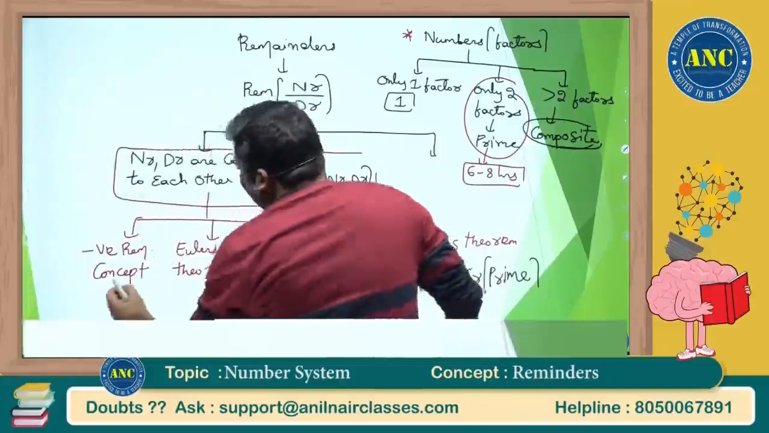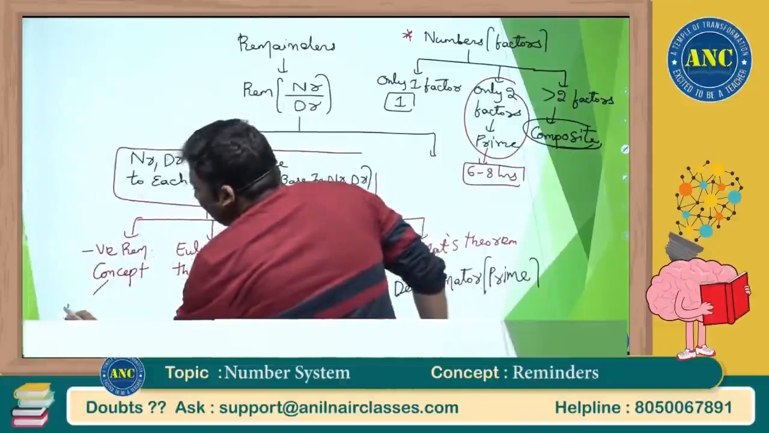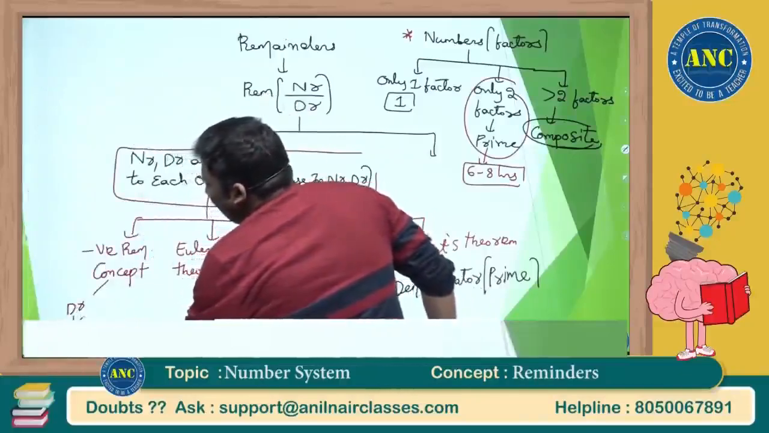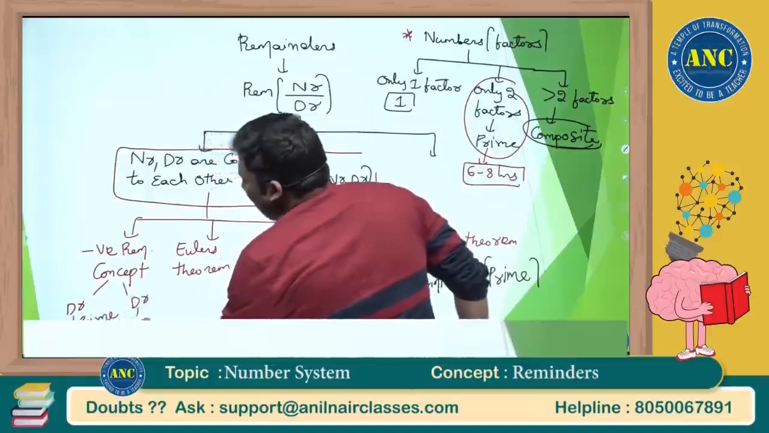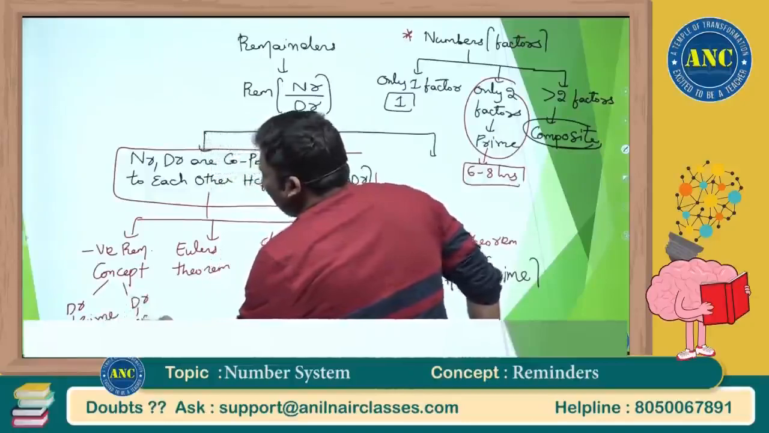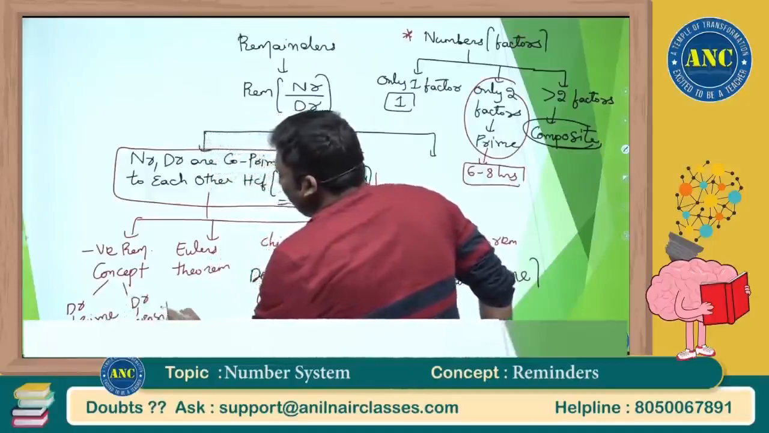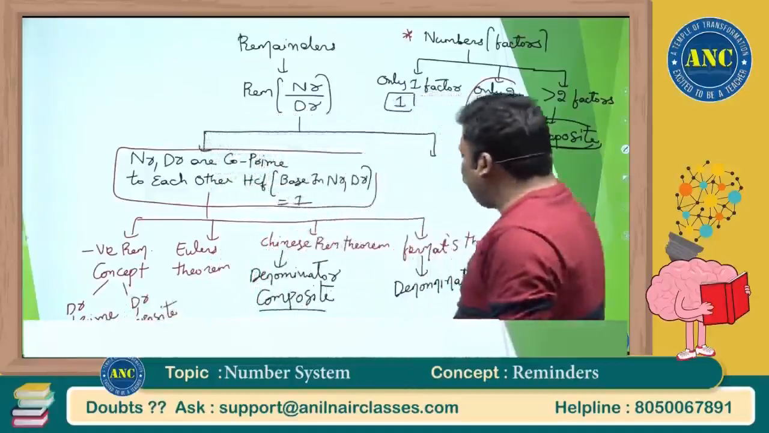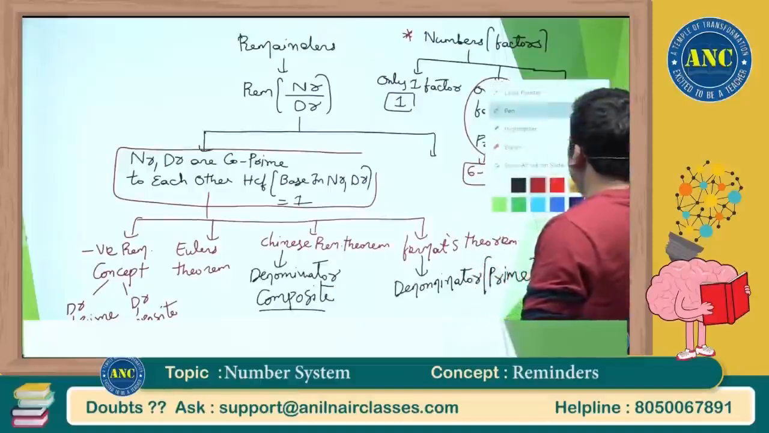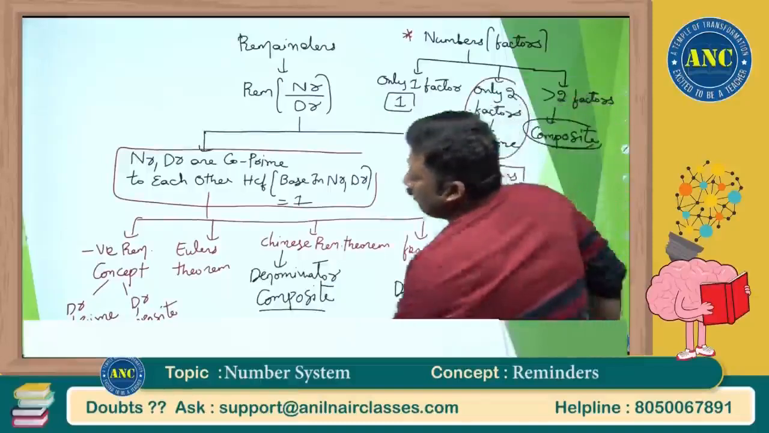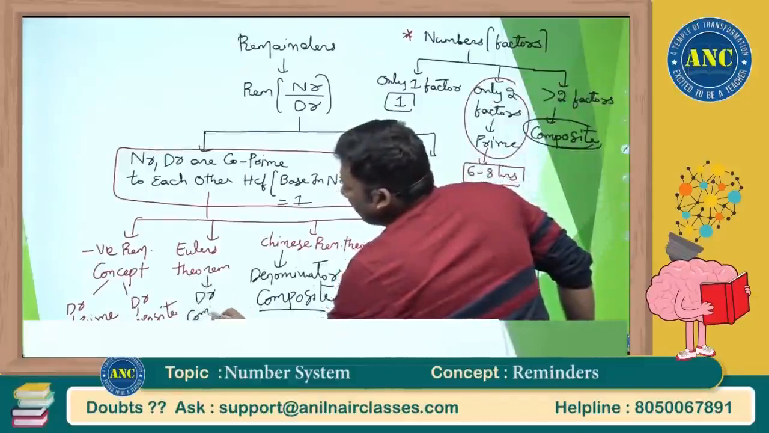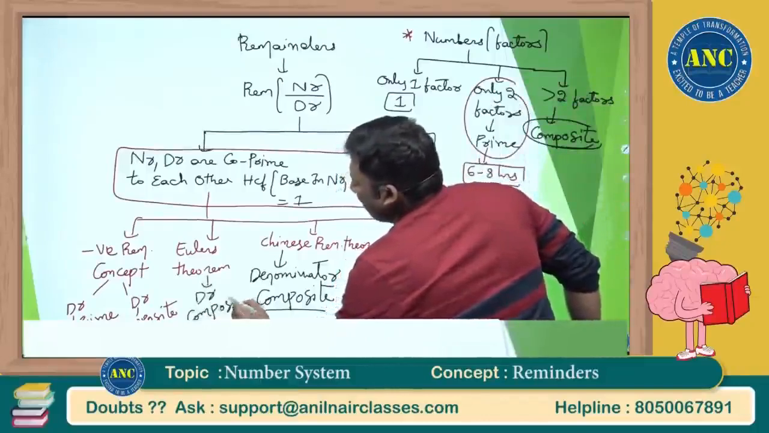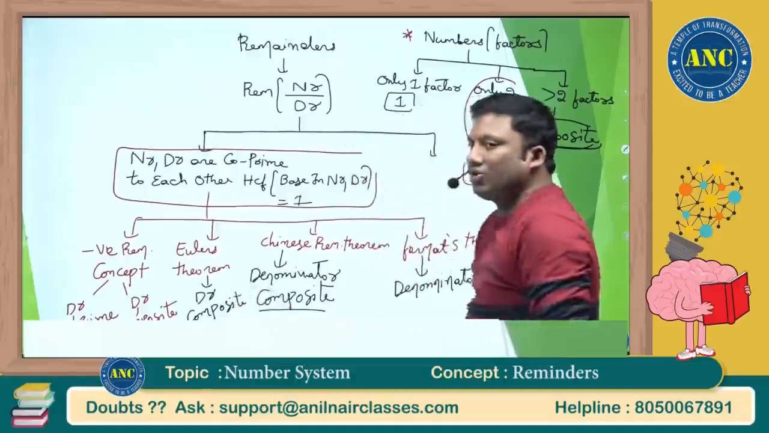Negative remainder is used when the denominator can be either a prime number or a composite number. If the denominator is a composite number, I will use Euler's theorem also.